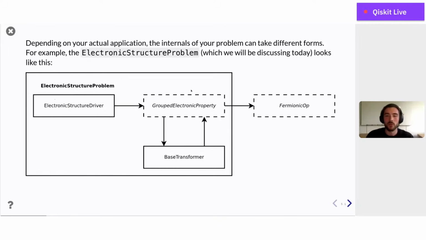It will return a so-called grouped electronic property, which is, as you may suggest from its name, a group of electronic properties, including the Hamiltonian of the system, dipole moment operators, the number of particles, the angular momentum, etc. You can then also use several transformers in order to change your problem's nature. You can change a little bit the size of the problem in order to only look at a subset of it. And you can apply multiple such transformations if you want to, before then finally getting to a list of fermionic operators. And these are operators which are the interfacing step between the problem and the solver.